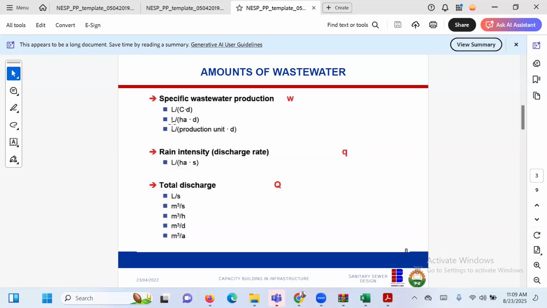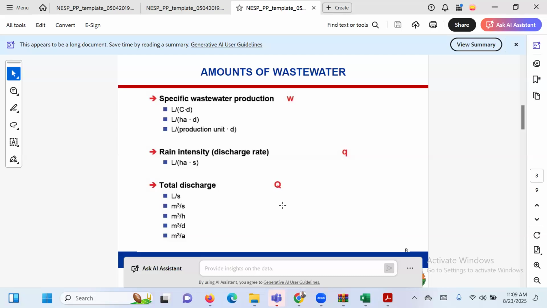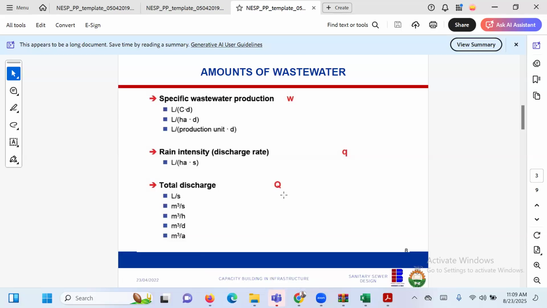Okay, so the total discharge can be in liters per second, cubic meters per second, cubic meters per hour, cubic meters per day, or cubic meters per annum. So it depends on how you are aggregating.